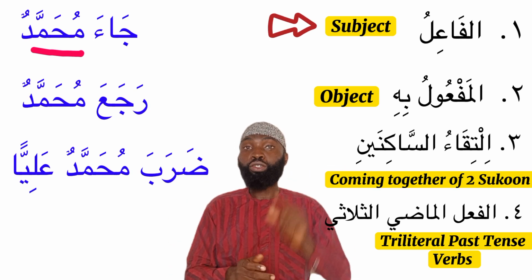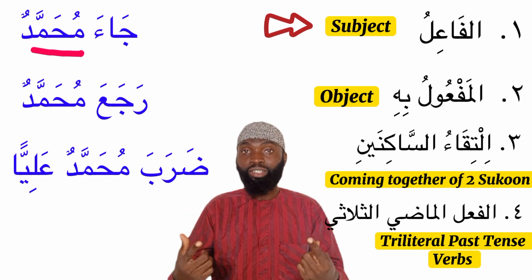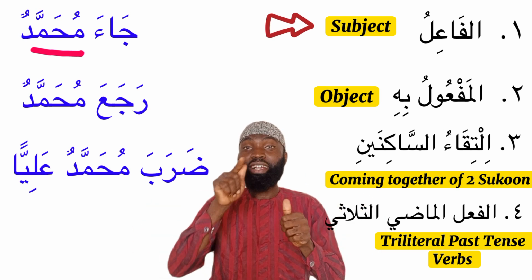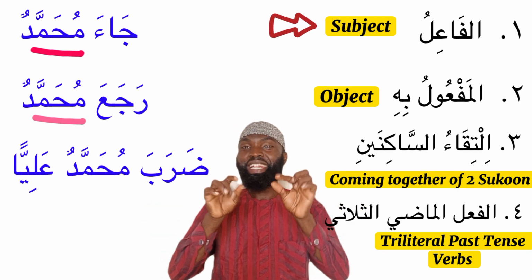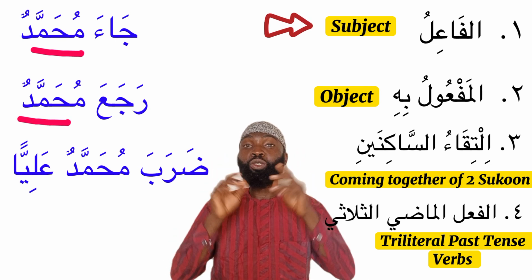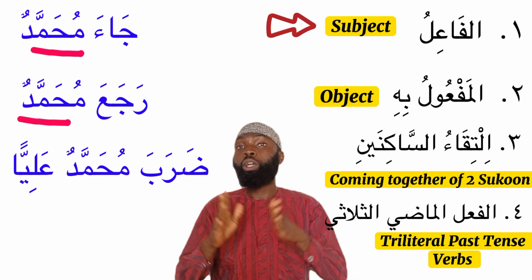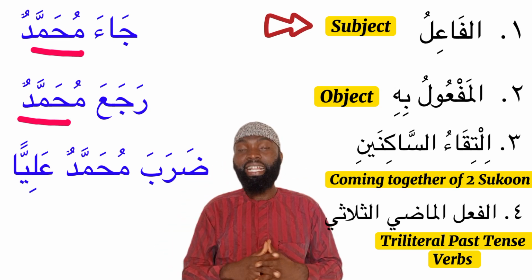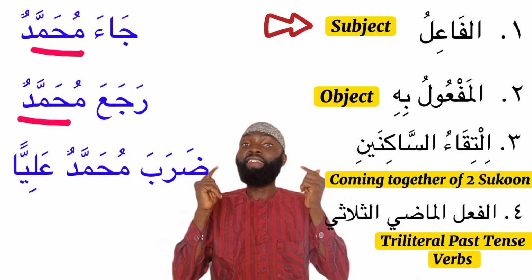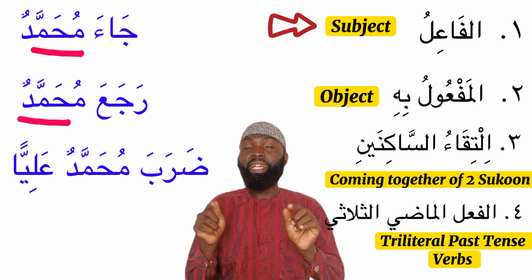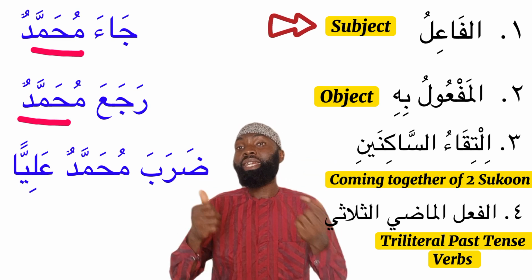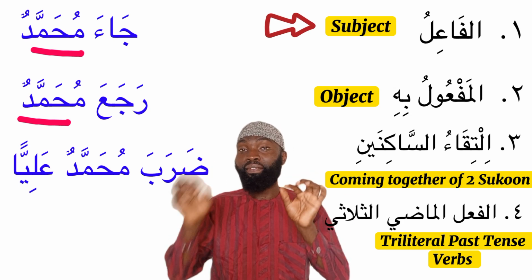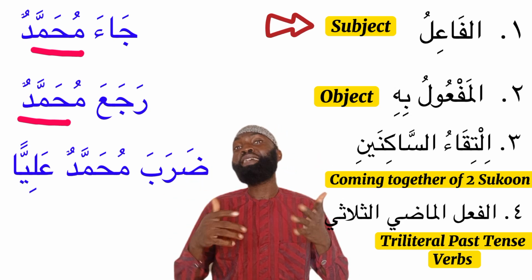Let's look at the second sentence, raja'a Muhammadun. Muhammad returned. There's an action of returning being performed by who? By Muhammad. That's why you can see Muhammadun coming in the nominative case carrying dhamma. The subject of the sentence usually appears when we have a verbal sentence. And you already know what a verbal sentence is: a sentence which begins with a verb, unlike the nominal sentence that begins with a noun. So in a verbal sentence, you have both the verb and also the subject and sometimes the object.